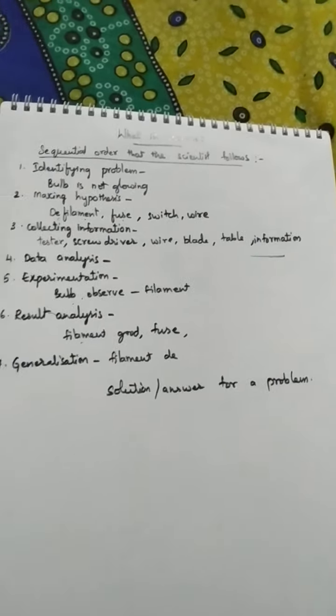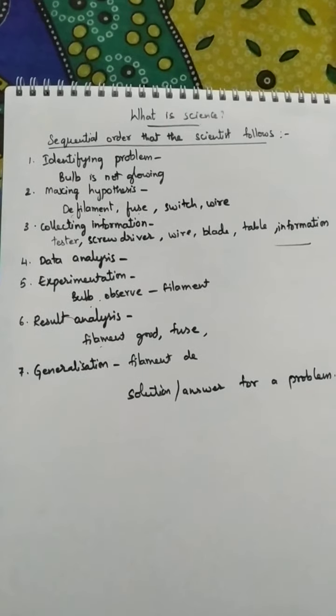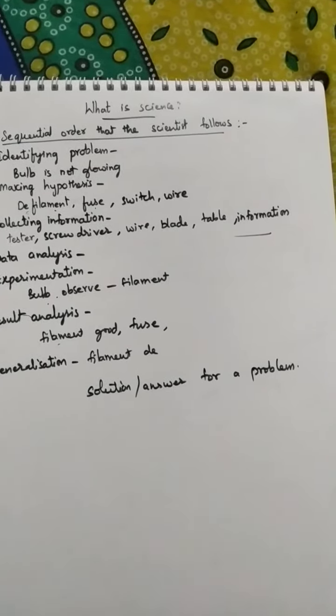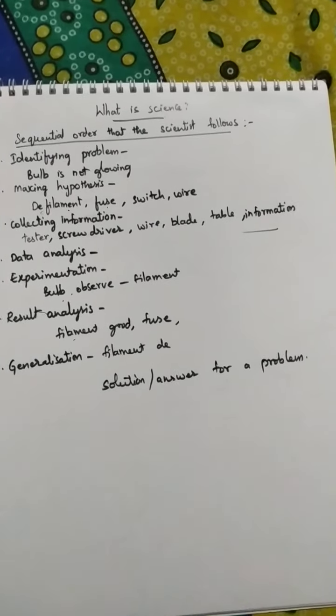He will get the answer. That answer only he will give in the form of a theory, or he will publish in a newspaper or magazines. Okay children, understood now how the scientist will function, what are the different ordered steps he will follow.